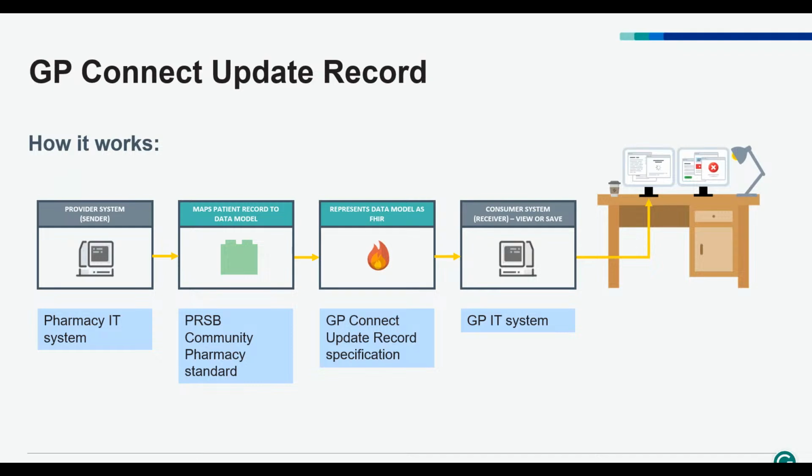The GP Connect update record specification then describes to the IT suppliers of that information that's captured how that can be mapped against FHIR profiles. So FHIR is a messaging standard used across the NHS, and it's the standard messaging that's been used in the NHS to support interoperability. So that's the model we've gone with, and what that then allows is that message to be received by the GP IT system directly into their system as a coded, fully structured message. Next slide, please.